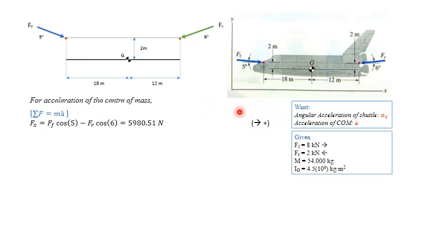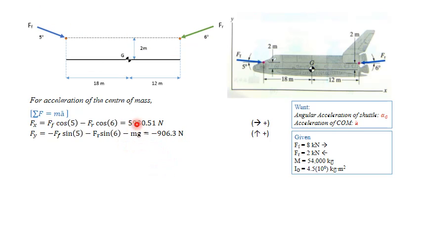We're going to create our sign convention going to the right as positive, so therefore x component of F is going to be Ff cos 5, and x component of R is going to be Fr cos 6, and because it's moving to the left, it's going to be negative. Summing those together will give us 5,980.51 newtons.